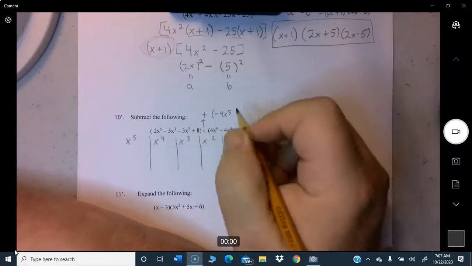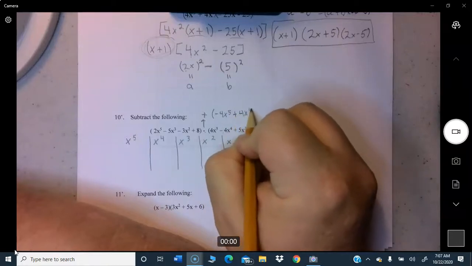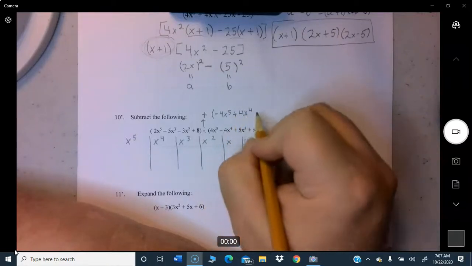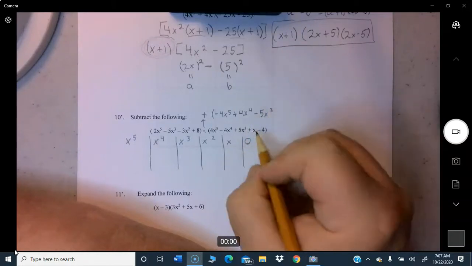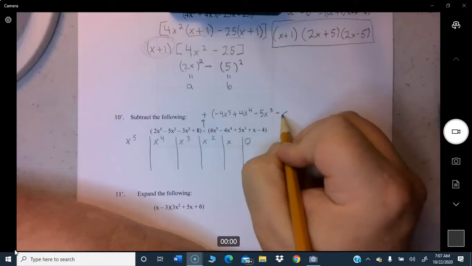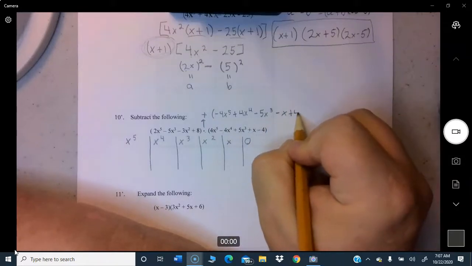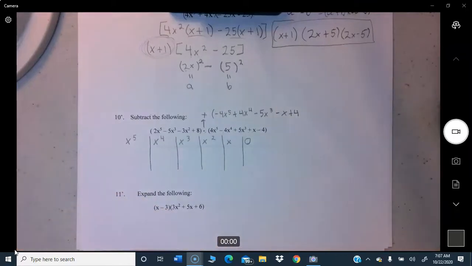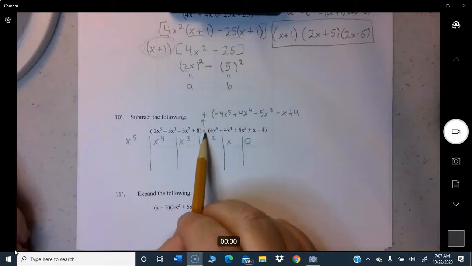This becomes positive 4x to the 4th, negative 5x to the 3rd, negative x. There's no x squared term. And positive 4. Okay, so all I did was really multiply through by negative 1. But that took away the negative sign from out here, so now it's a positive sign.